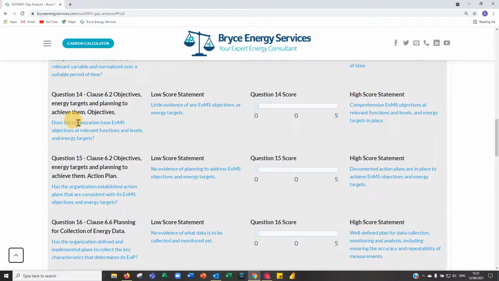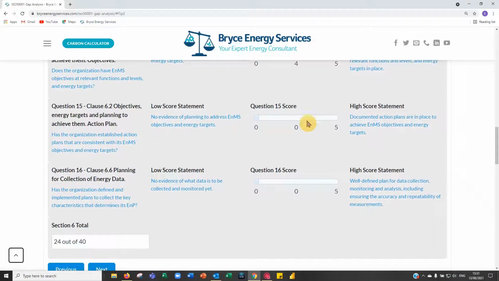Objectives, energy targets, planning objectives. So does the organization have energy management system objectives at relevant functions and levels? So this is as much who's responsible for the objective, what functions, i.e. is it the site engineer, is it the manager, is it the maintenance technician? Who is responsible for the objectives of the energy management system, and are they clear? Action plan. Has the organization established action plans that are consistent? So this is the direction, this is for a particular energy use, what is the plan for that system?